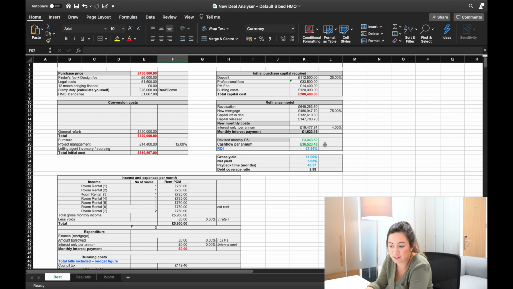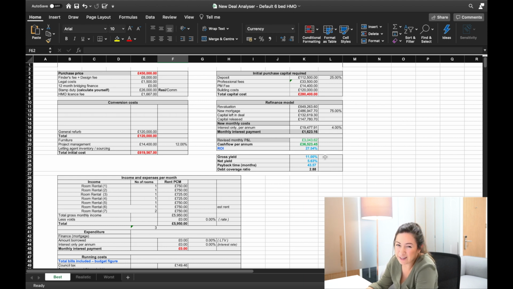So you'd end up with your revised monthly profit and loss. If it's in green, it would be a profit. And your cash flow per annum, which then would give an ROI in this case. These are literally just plucked figures at the moment. 27.54%. That would be a great return. I don't think we really get that anymore where we are, because house prices jumped a couple of years ago.